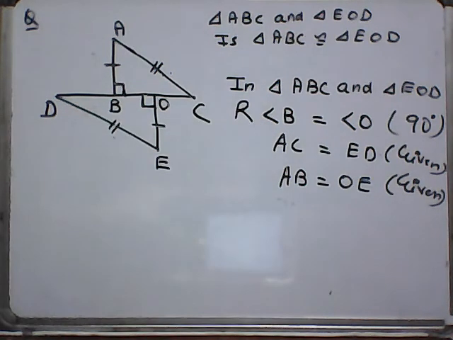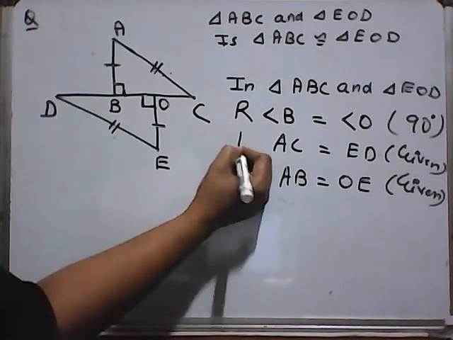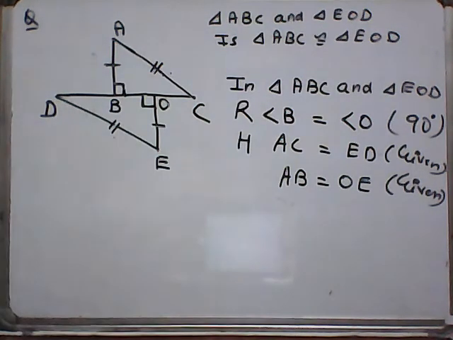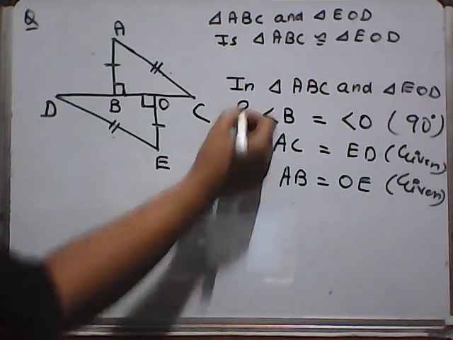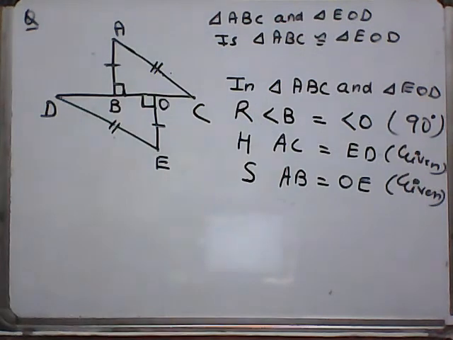Now AC is the hypotenuse of triangle ABC. Here ED is the hypotenuse of triangle EOD. So the next condition is H, hypotenuse. Next, AB side is equal to OE side. The next condition is S, RHS. So we can say these two triangles are congruent by using the RHS rule.